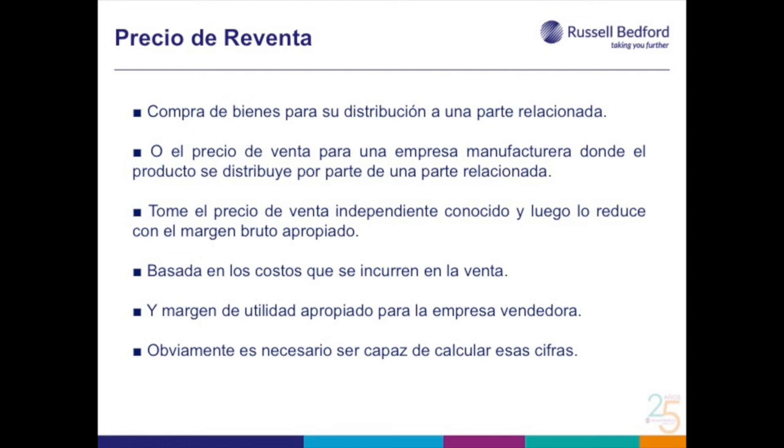The second one is resale minus, and this is typically where you have got purchase of goods for distribution. We've just seen that, where you have a distributor buying a product for sale from a manufacturing company. So basically what we take there is what the distributor is going to sell it for to the market, so you know what the independent sales price is, and then you reduce it by an appropriate gross margin. You would take into account any specific costs which are going to be incurred in making the sale. So if the distributor has marketing costs or anything similar, advertising and similar, then you can deduct those costs. You also then deduct what you consider to be an appropriate profit margin.